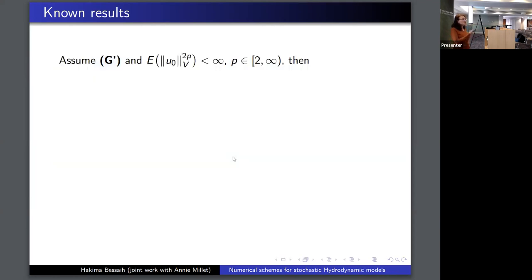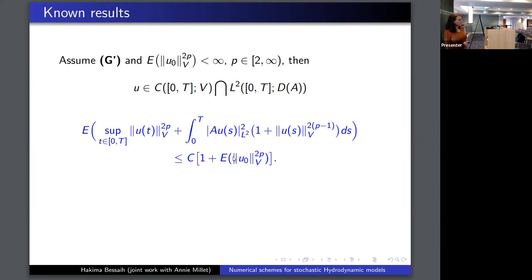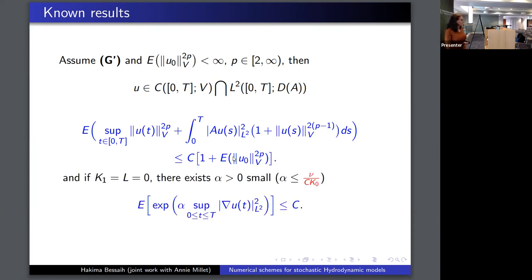If you take the stronger assumption and the initial condition to have these moments, so to be in V instead of H, then you can find the solution, as I said, in the PDE sense. It's strong, meaning that P-almost surely it's continuous with values in V, which is H1, and L2(0,T) with values in the domain of A, which is H2. And you have better estimates also. Classical.